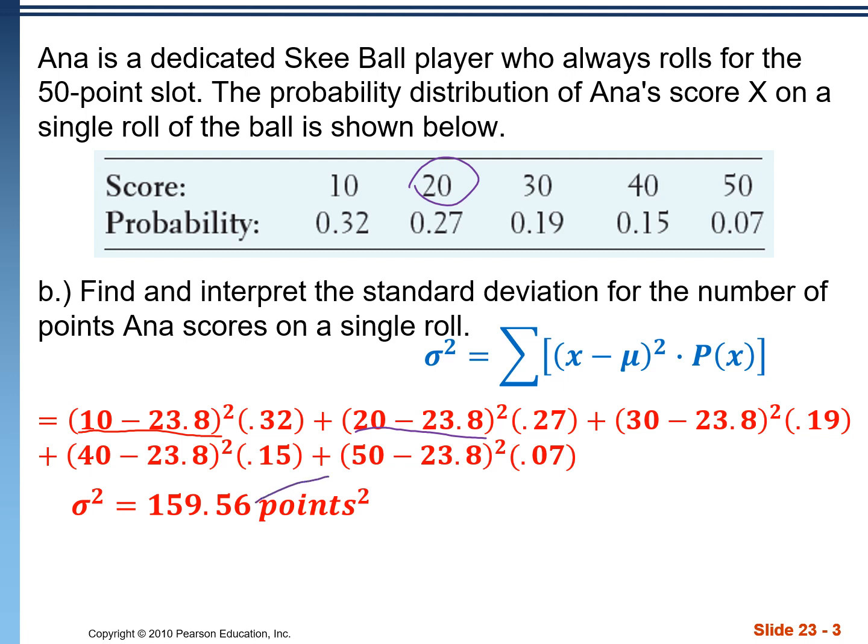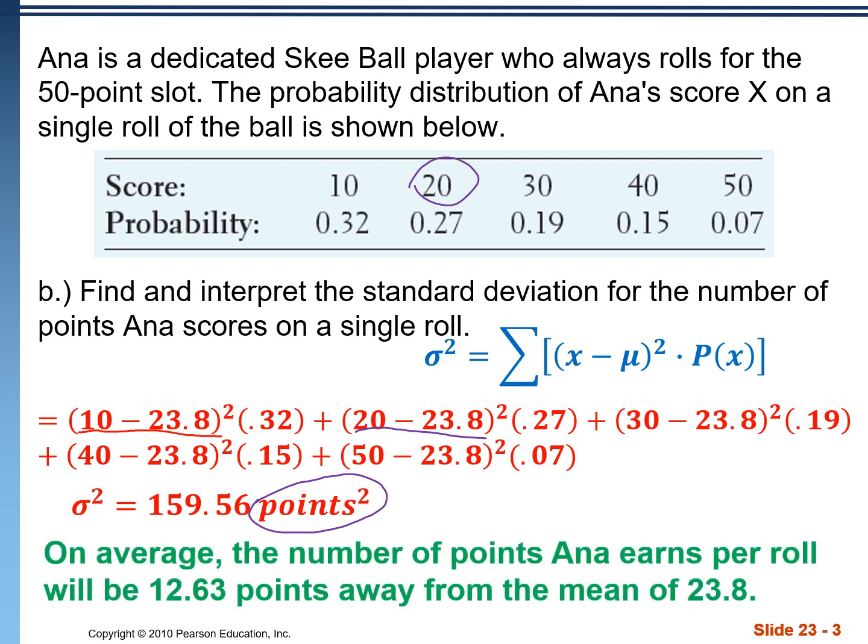Since this is variance, this is in units squared, so this is really square points. To switch it to standard deviation, we're just going to take the square root of the variance, and we get 12.63. On average, the number of points Anna earns per roll will be 12.63 points away from the mean of 23.8. Remember, standard deviation is the average distance from the mean.